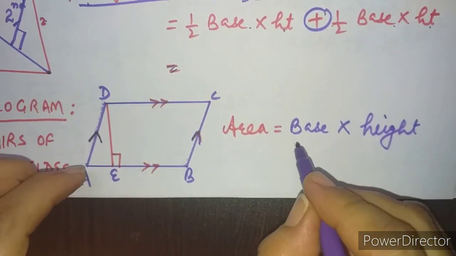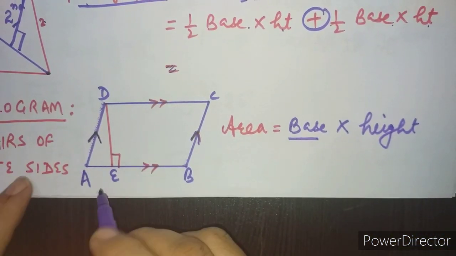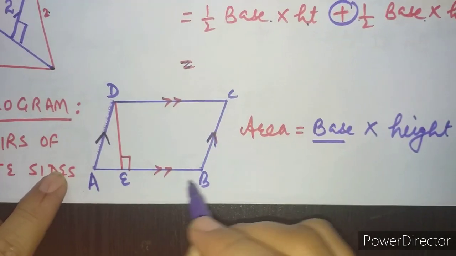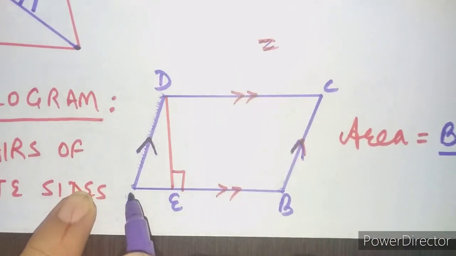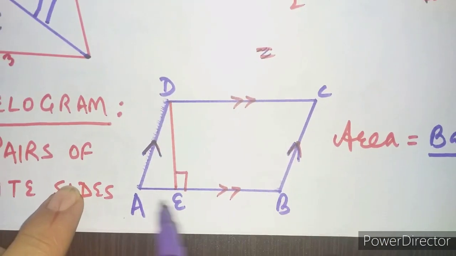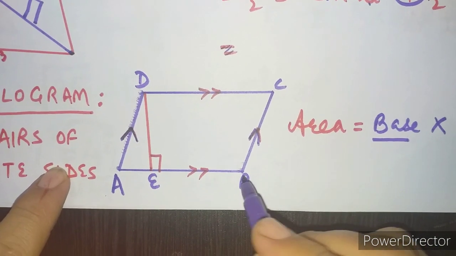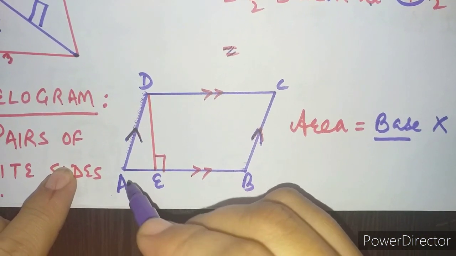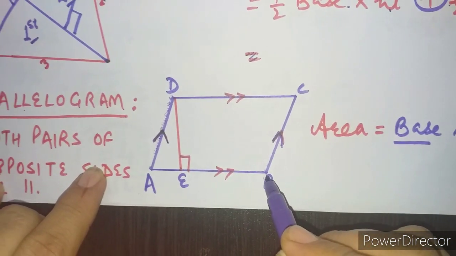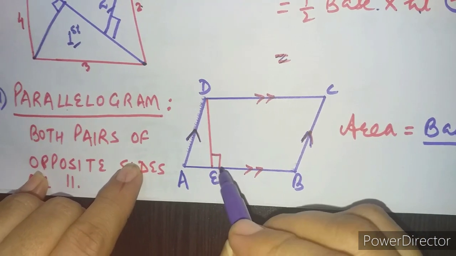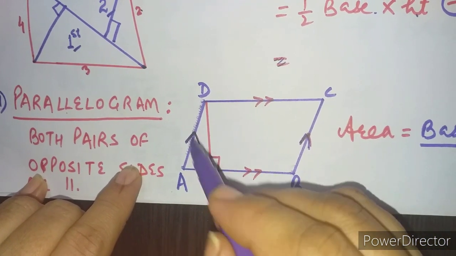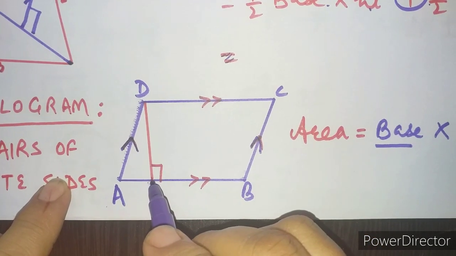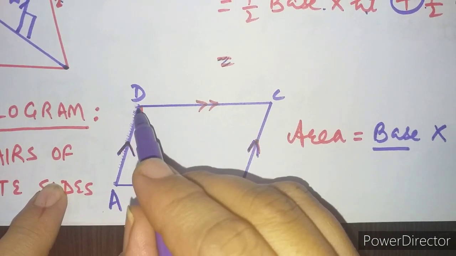Now what is the meaning of this base? See, like a triangle, you can take any side of this parallelogram to be the base, right? I have taken AB side here as its base. You can take BC, CD or AD also. Now corresponding to that base only, we are supposed to find its height. So height is always the perpendicular height only, and that starts from the opposite vertex only.